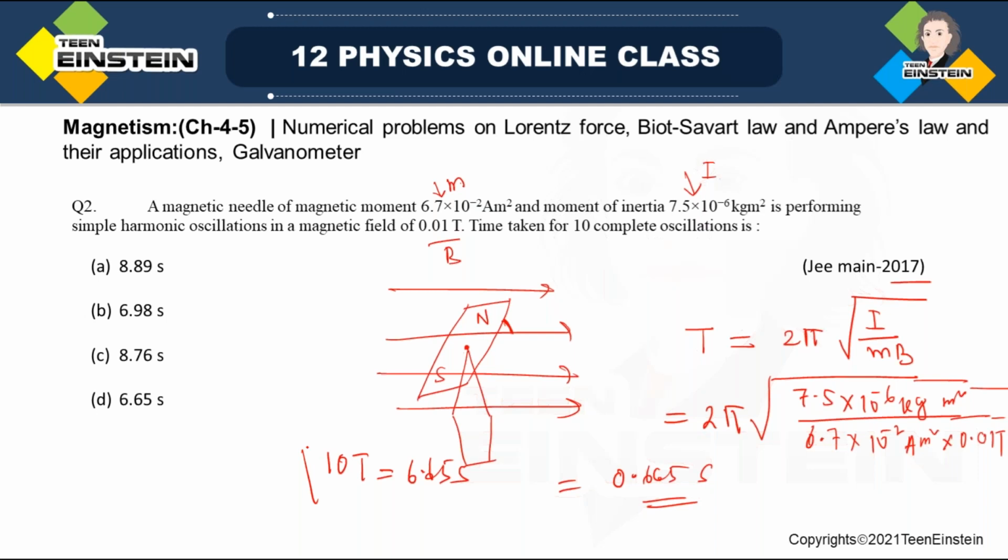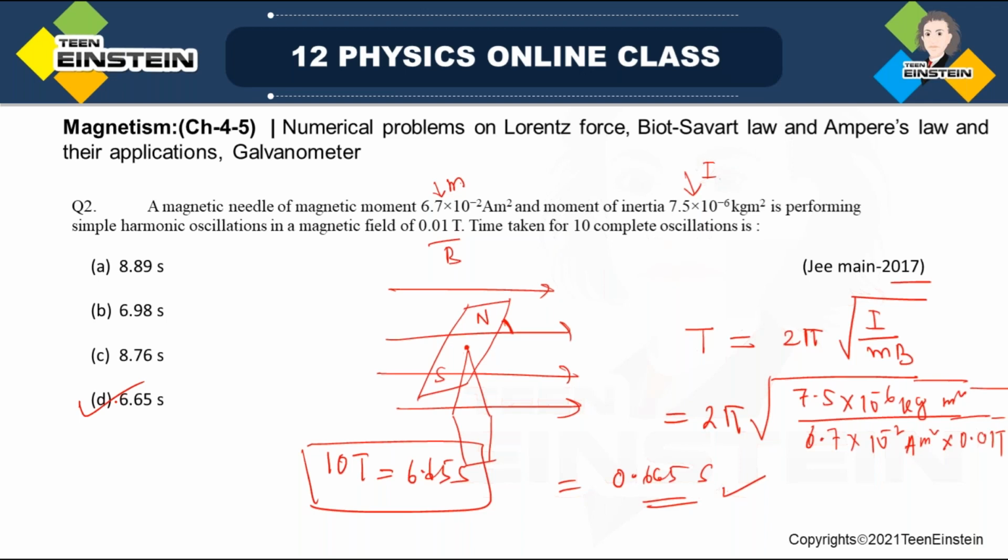So you just have to use this formula. I here is the moment of inertia, M is the magnetic moment, and B is the magnetic field induction or magnetic flux density. So this is the answer. All right, we'll go to the next problem.